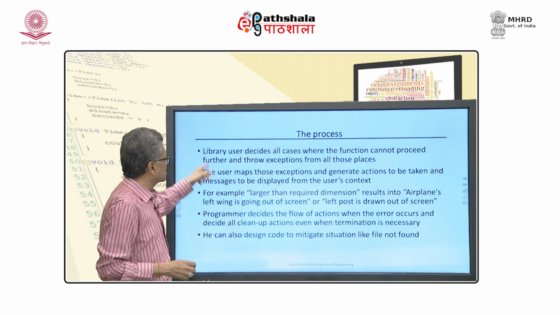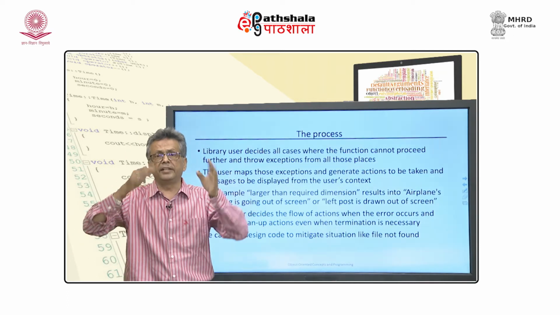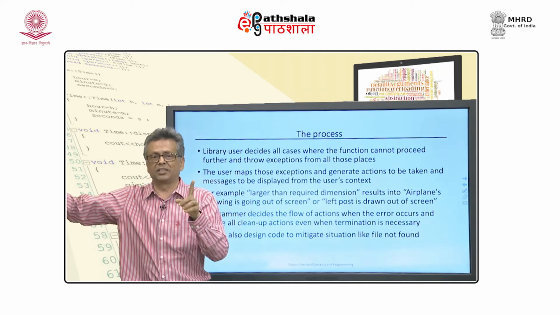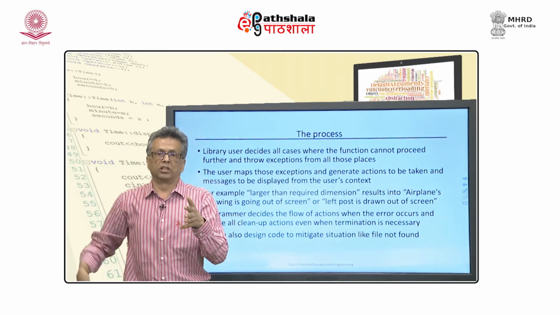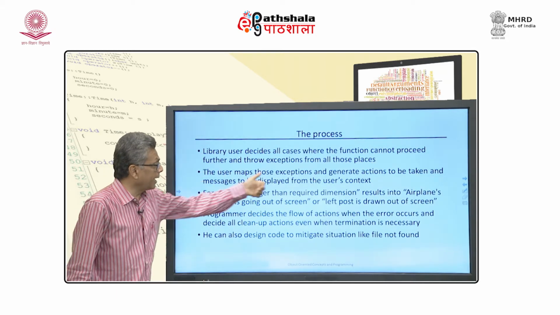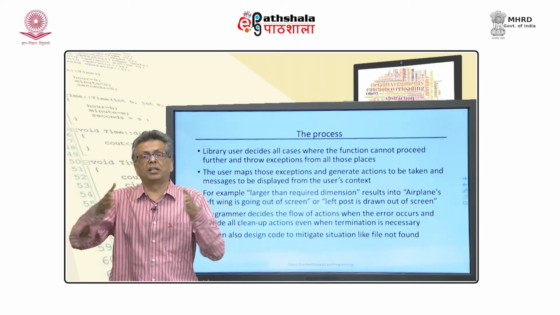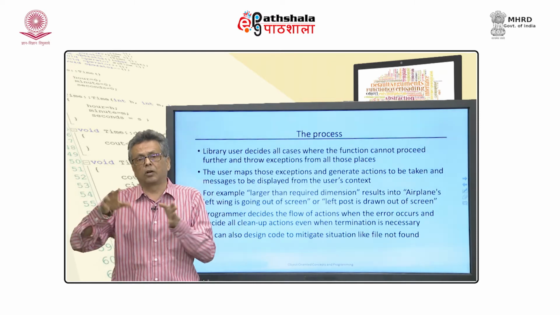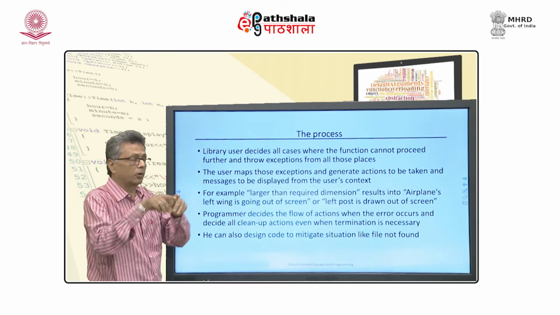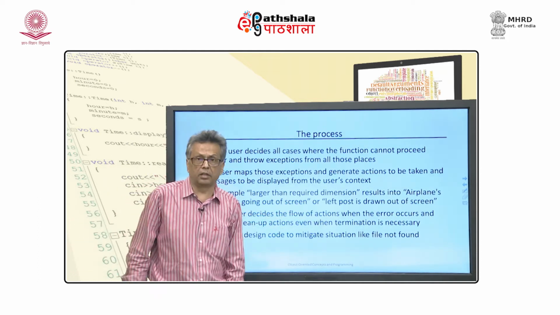Okay. Please understand, the library designer decides all cases where the function can throw. When they write the function, they decide that this is where there is likelihood of an error, and throw that message back to the person who is using that function, saying see, this is happening, and let him decide what to do. The user maps those exceptions and generates actions to be taken. Now, I am the user, I know what I mean by dimensions too big, or this part is going out of screen. What exactly is going out of screen, I will have to decide, and I will provide that information, and so on.